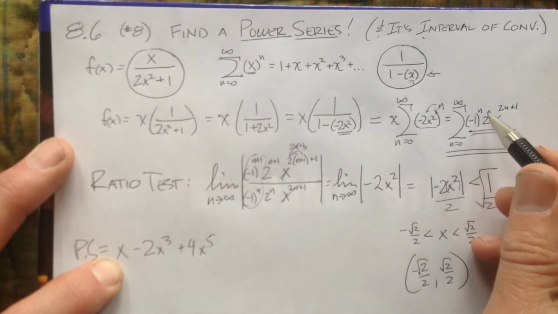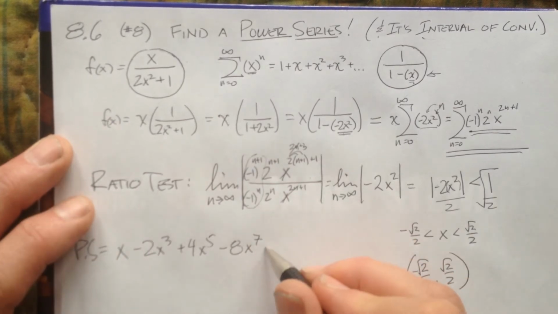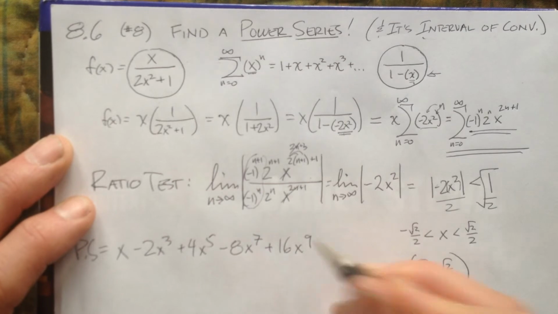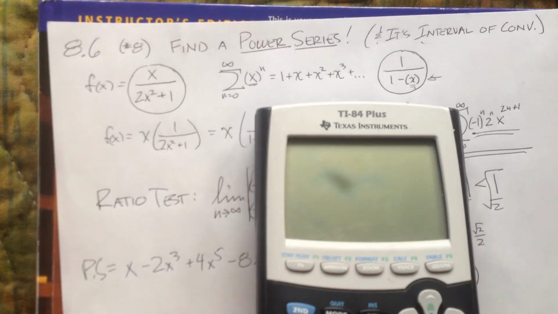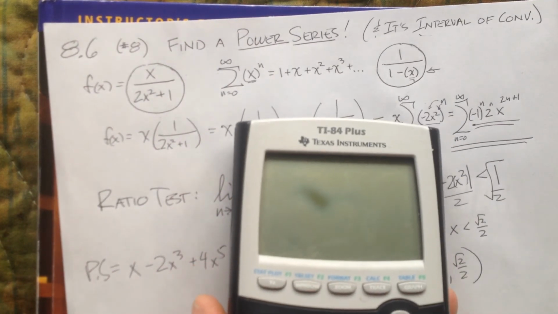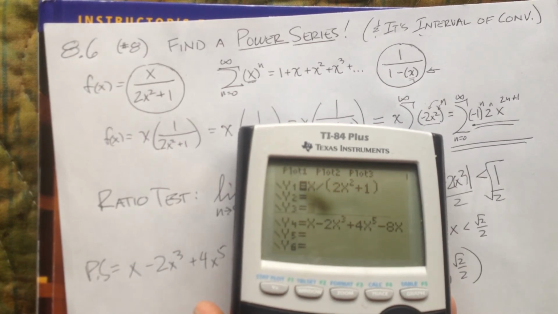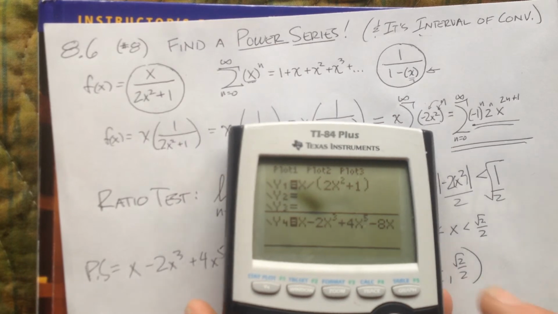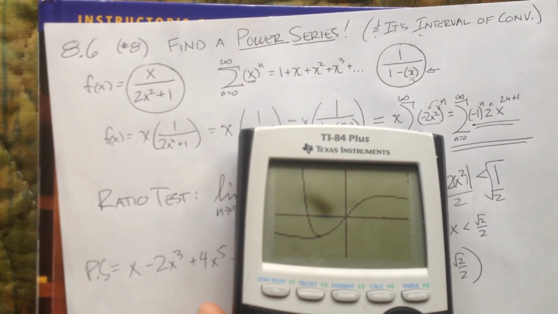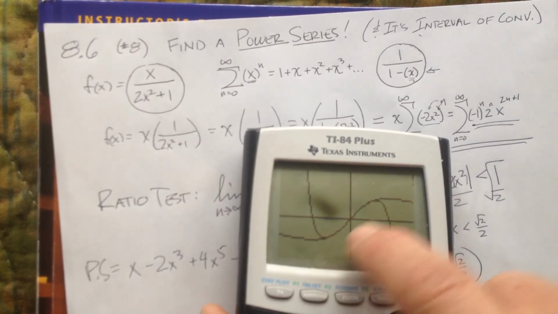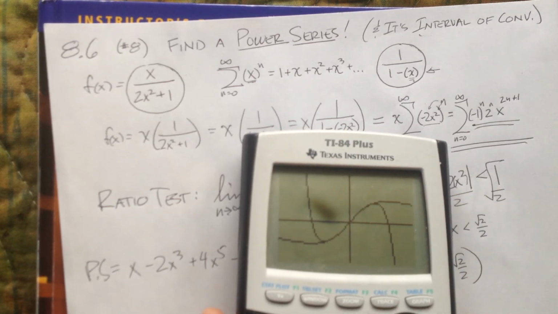When I plug in a 3, I'll get a negative 8x to the seventh, and so on, plus 16x to the ninth. All right? So if I go back to the calculator and type those in, I did, and now I can turn on the equal sign, and we can look at this, and there's our original function, and here's our approximation. And you can see that it does a really good job over that interval. All right, I set the interval to be plus and minus radical 2 over 2.